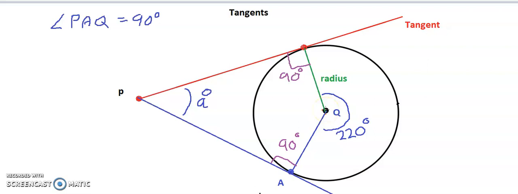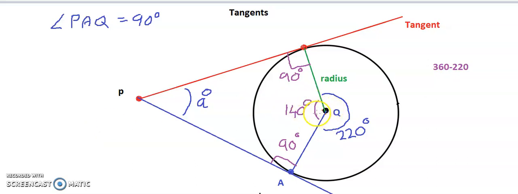Now, if I'm thinking about a whole revolution, it's 360 degrees. So to find out the other part of this circle, this part right here, I am able to go 360 take away 220. 360 take away 220 is 140. Okay, so now we have 140 degrees.